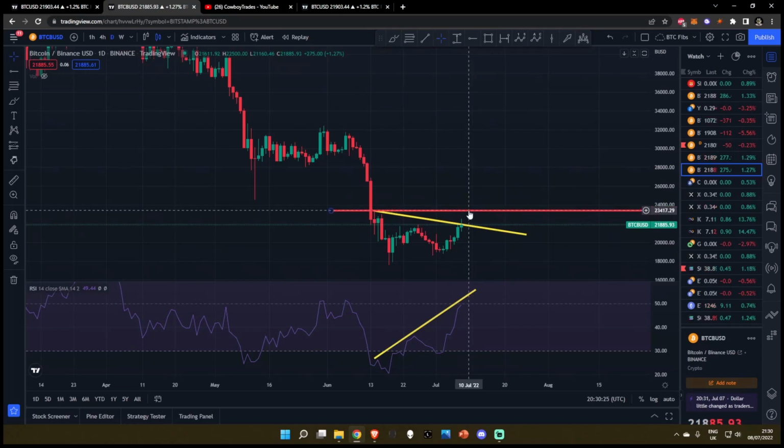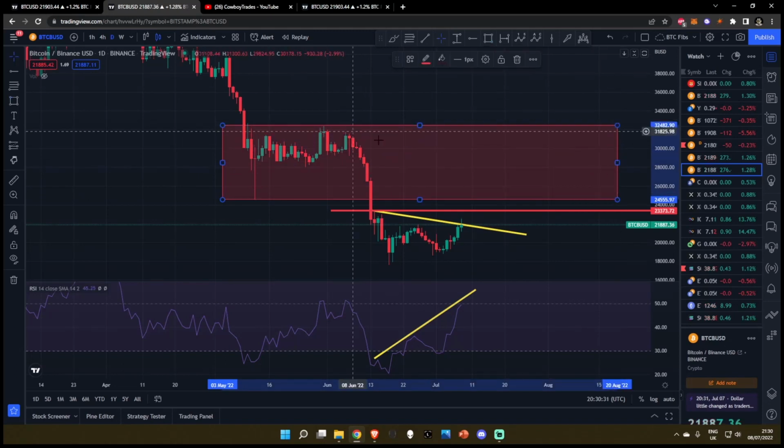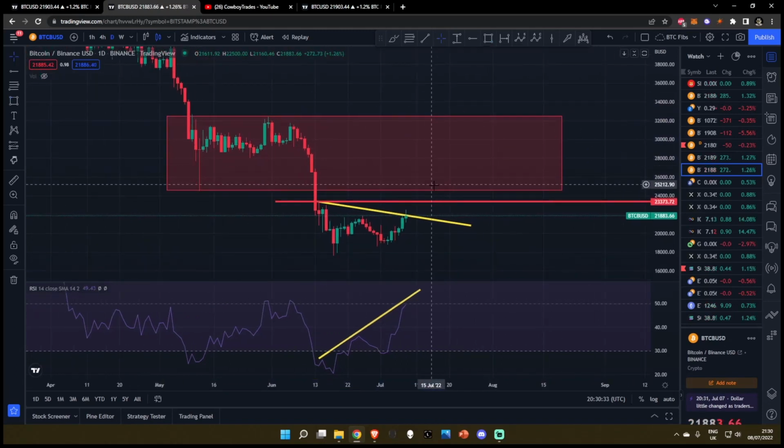If we do break over the top of this though, 23,400, I will give you my price targets. There is a lot of volume traded around these regions, so I could be expecting Bitcoin to bounce between the ranges of 24,600, potentially even as high as 32,500, but only if we get positive GDP growth. If that does not happen, then this will not happen.